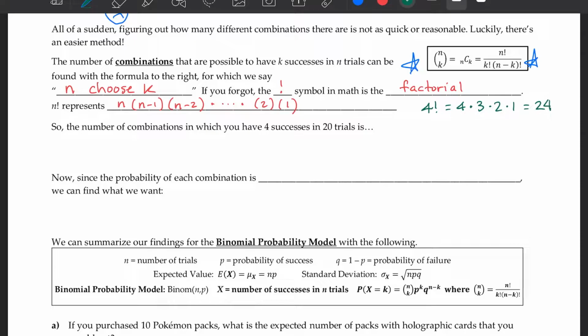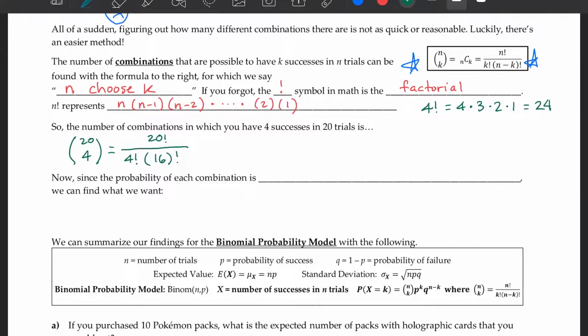This is where our calculator can help us out, and this formula actually can help us out too. In our previous example, we were thinking about what if I bought 20 packs and 4 of them had the holographic cards in them? So 20 choose 4. Let's calculate that out by hand, and then we'll let the calculator help us out with these things. I just wanted to go through one example with you. So 20 choose 4. According to the formula, that's going to be 20 factorial over 4 factorial times n minus k, which is 16 factorial.